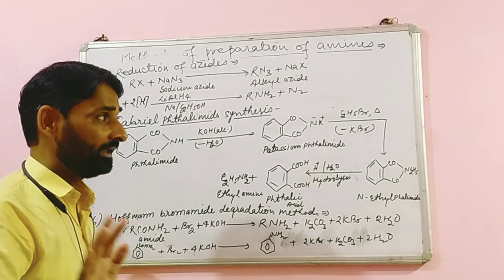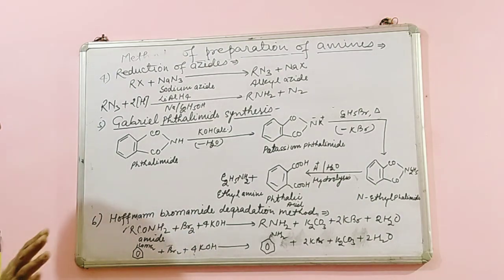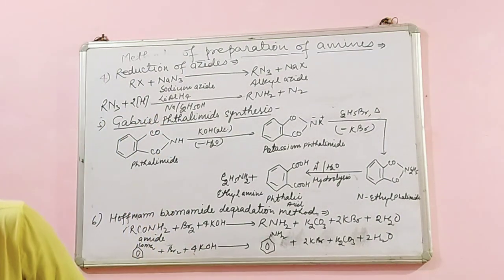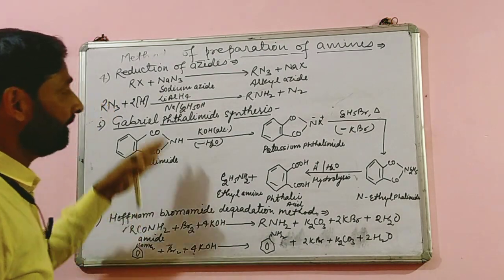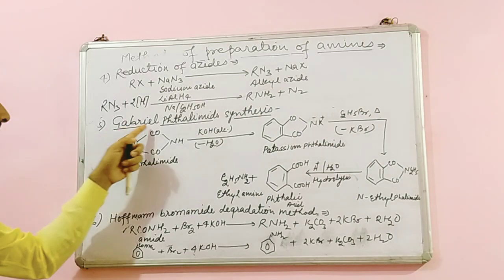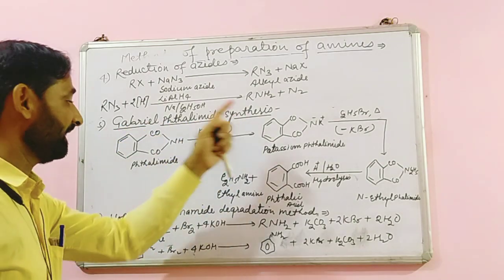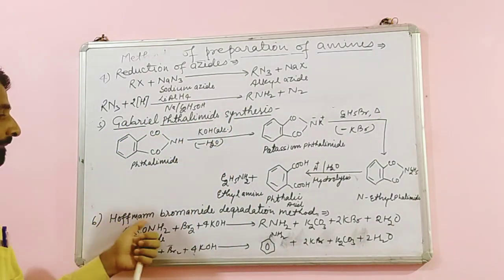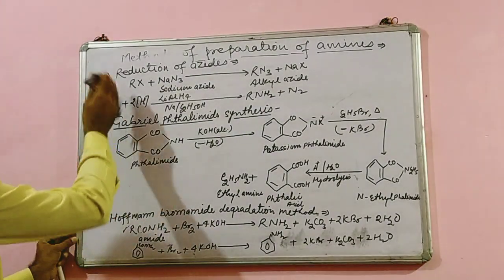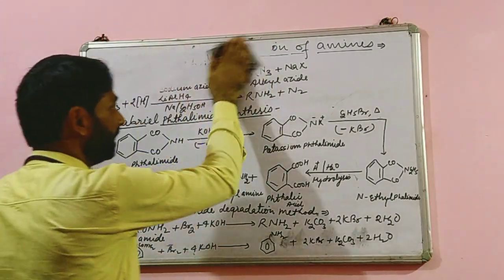Okay, there are some other methods by which we can prepare the amines. So all of you look here and try to understand. Maybe all of you understand these two reactions are most important, that is the Gabriel phthalimide synthesis, and the second is Hofmann bromamide degradation method. Now we discuss the 7th method by which we can prepare the amines.